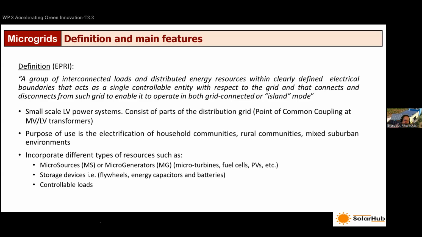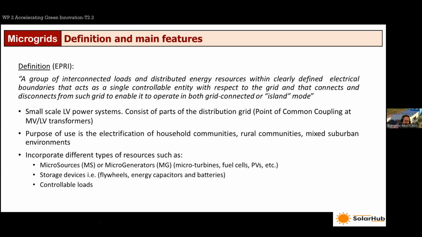As I mentioned before, the purpose of this topology, this architecture, is the electrification of household communities. It is very useful also in rural communities, in places that are rather remotely located from grid infrastructures. They are a very good solution, and they can also be used in mixed suburban environments. It's not uncommon to hear about studies or pilots that refer to suburban or even urban environments using microgrids.